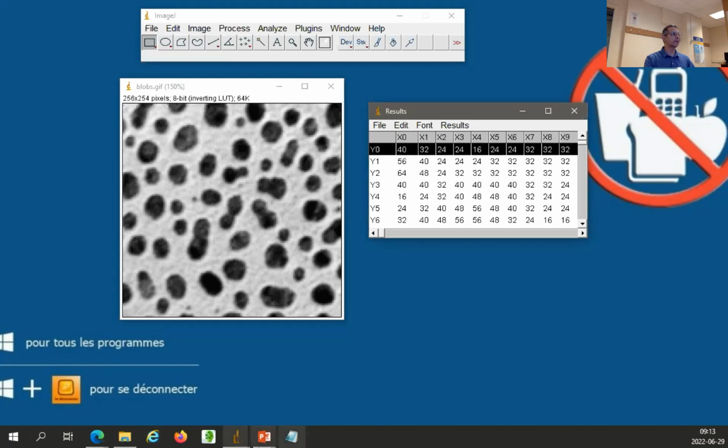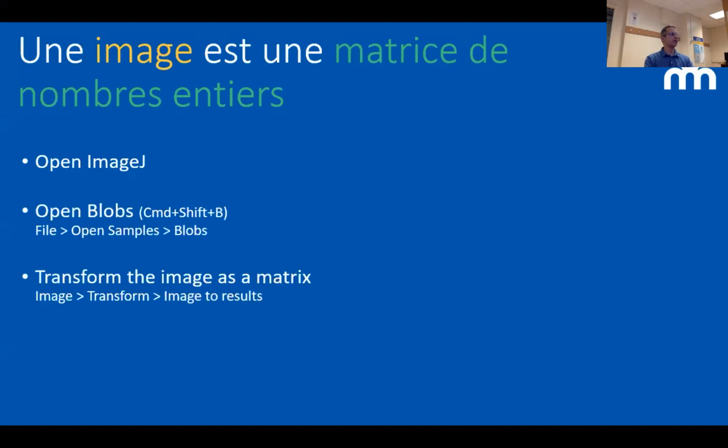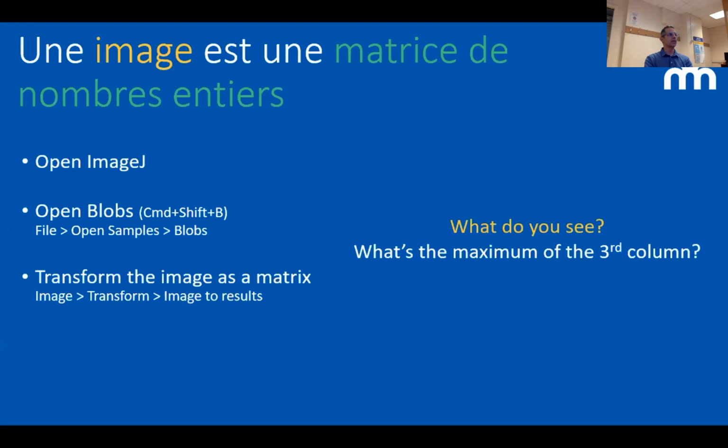Now, in the presentation, I'm asking: open blobs, transform the image, what do you see? I guess you see a matrix of points. And now if you want to have the maximum of the third column, just to play with numbers a bit, because we're going to do that quite a bit.